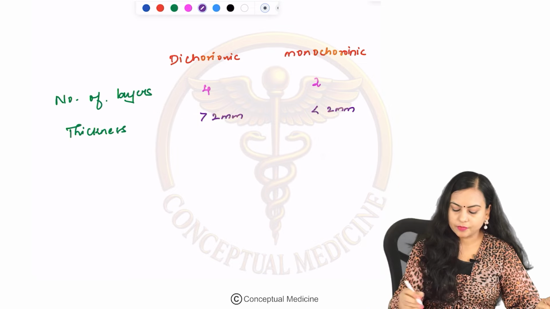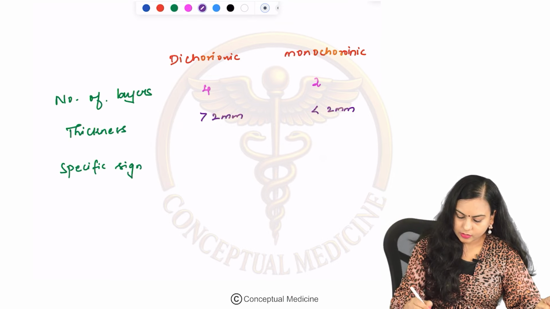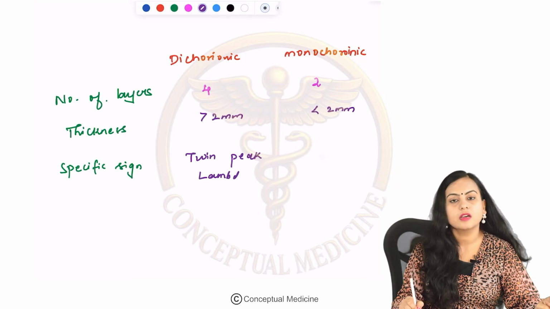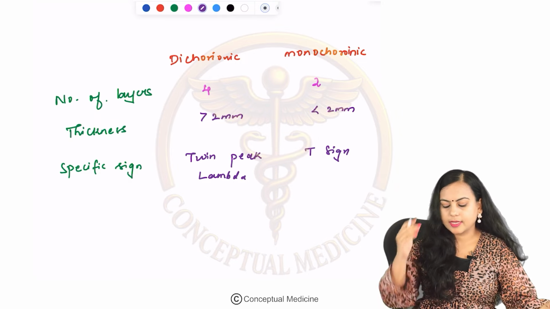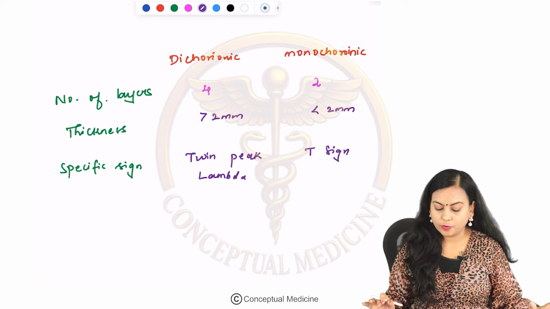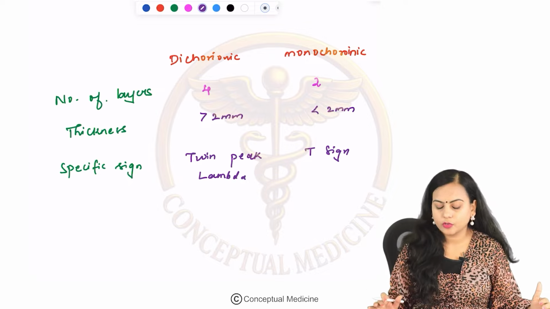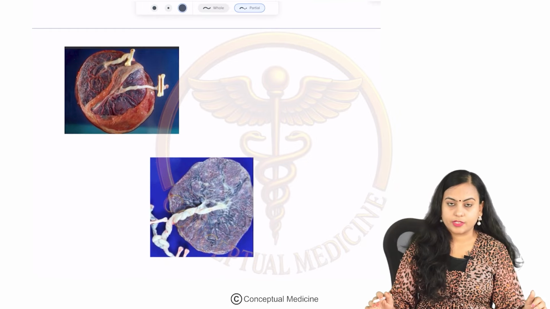And if you see the specific sign of dichorionicity, you will be able to see the twin peak sign, also called the lambda sign. Whereas in monochorionic twins, this is going to be a T sign. Is that clear? So, this differentiating feature is very important to identify dichorionic twins versus monochorionic twins. Okay. Now, let us try to identify the different types of placenta present here, right?